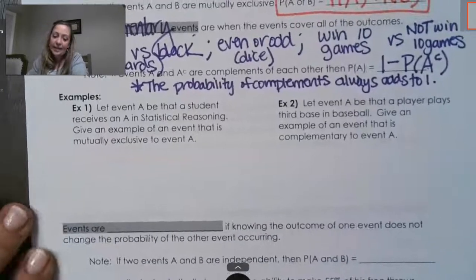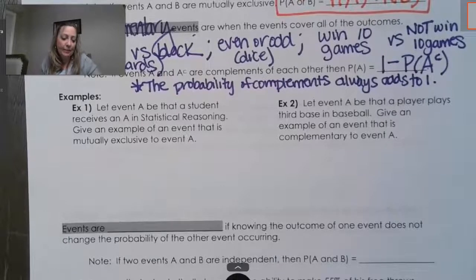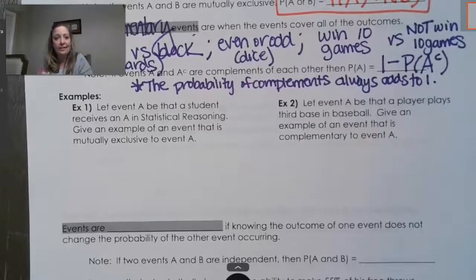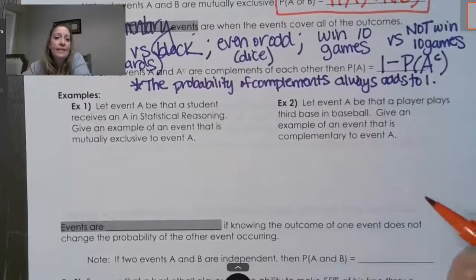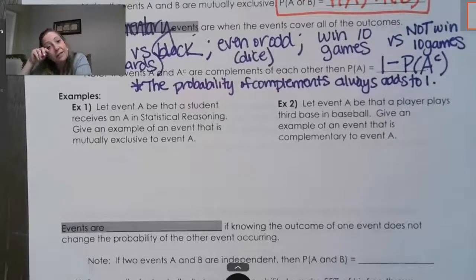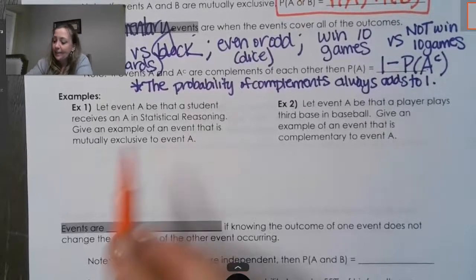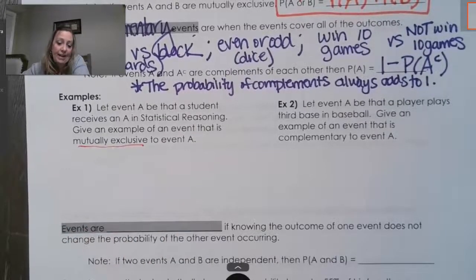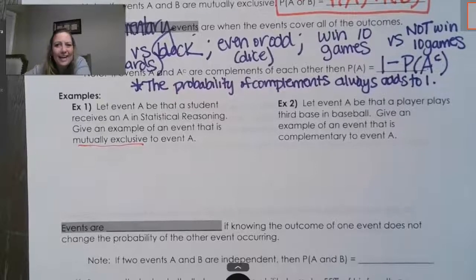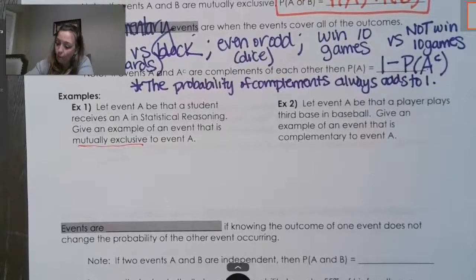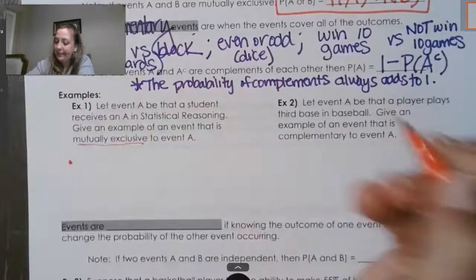So let's look at these examples and see if we can use what we've just learned to answer them. Example 1 says, let event A be that a student receives an A in statistical reasoning. Give an example of an event that is mutually exclusive to event A. So that means that it can't happen at the same time. Well, what's different than getting an A?